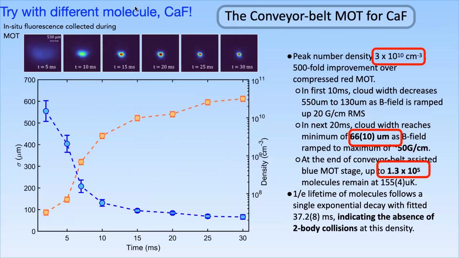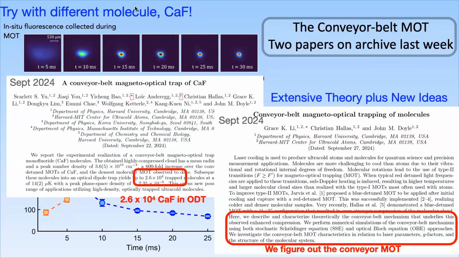Very recently, we applied this to calcium fluoride. It worked like gangbusters. Here's the time after turning on this conveyor MOT. Here's the size of the cloud. And here's the density of molecules, above 10 to the 10th per cubic centimeter. We have 2 papers that we just put on the archive last week. This paper about the calcium fluoride conveyor MOT, and then this paper, which is very in-depth theory and simulations to really figure it out. And we're able to play with these simulations with new approaches of using this basic idea to maybe improve things.